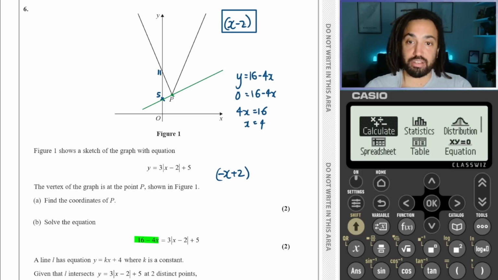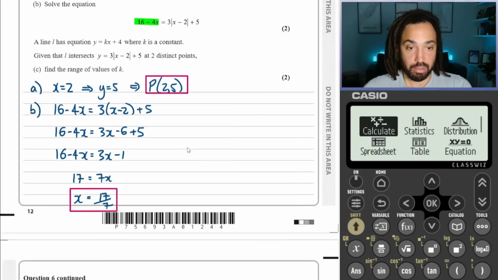Okay, so let's find out this green line. Let's just call it line 1. That's going to be important. Let's just find out the gradient of it first.